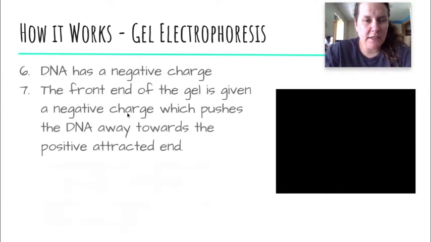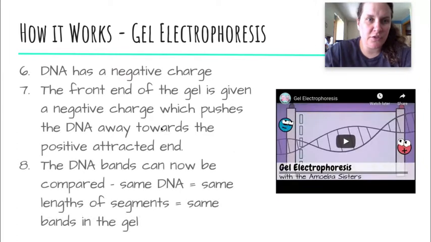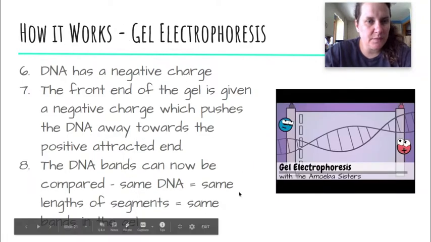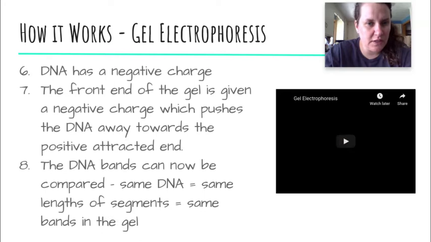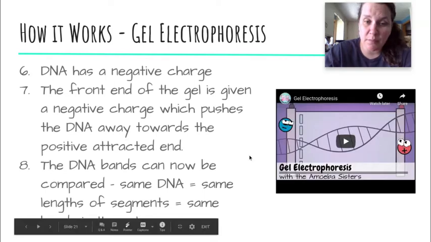The front end of the gel is given a negative charge. It pushes the DNA away, and the DNA is attracted to the positive charge of the electricity. The DNA bands now can be compared. Same DNA equals the same length of the segment.